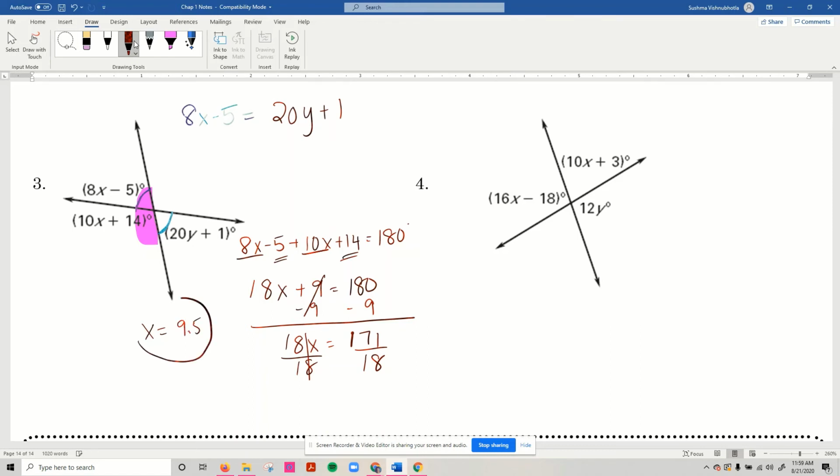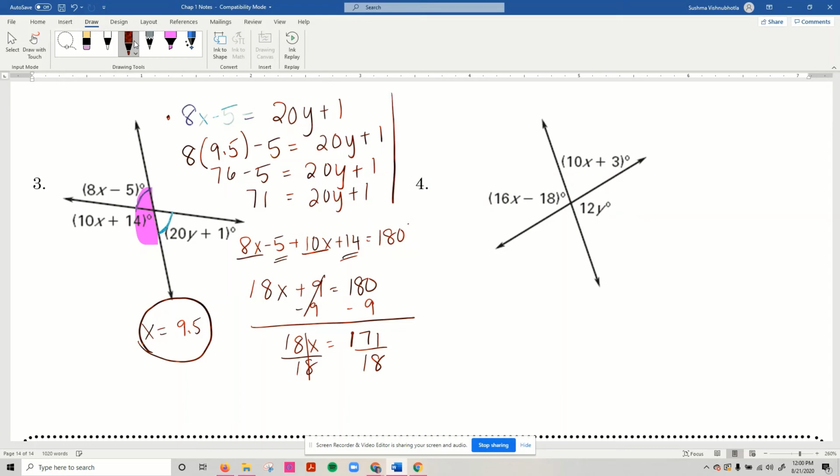So now that I know what x is, I can go ahead to my second equation. There's a bunch of different ways to do this, but I can go to my second equation that I wrote and substitute 9.5 in place of x. And I know that's equal to 20y plus 1. So this gives me 8 times 9.5, which is 76, take away 5 is equal to 20y plus 1. 71.